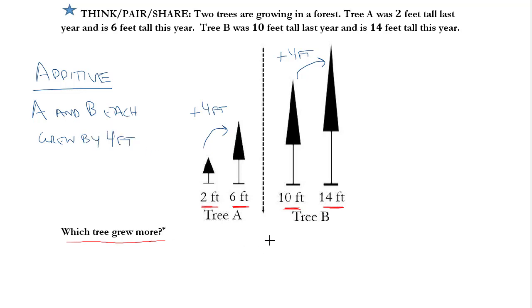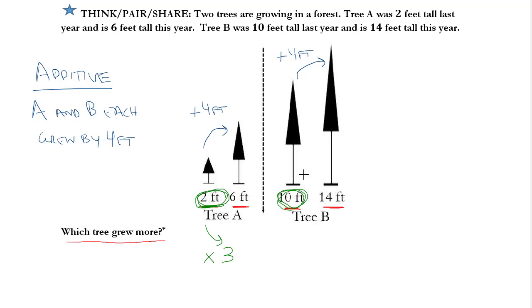Okay. Now, is there another way to think about this question? And there is. Another way to think about it is to ask yourself, which tree grew the most relative to its starting point, relative to where it was. Tree A started at 2 feet. And then how many times its original height did it grow to get to 6 feet? Well, it grew 3 times its original height, because 2 times 3 is 6.